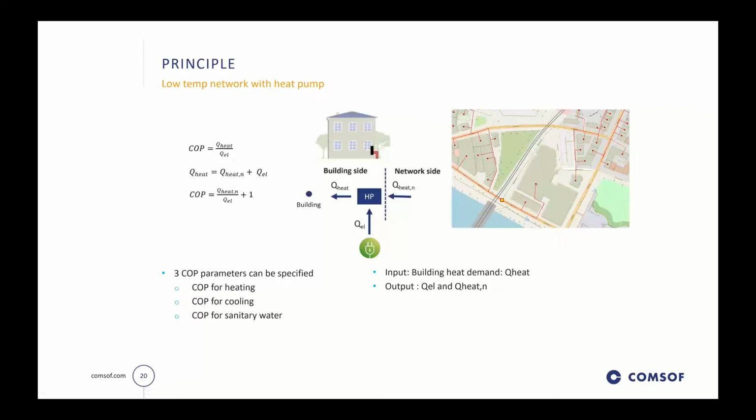You can specify with the software, as you will see later on, 3 COP factors: one for heating, one for cooling, and one for sanitary hot water. What the software will do is, you have to specify at the input the heat demand for the building, and then it will calculate the heat required from the network and the electrical power required from the electricity grid, based on the provided COP factors of the heat pumps that you are using.